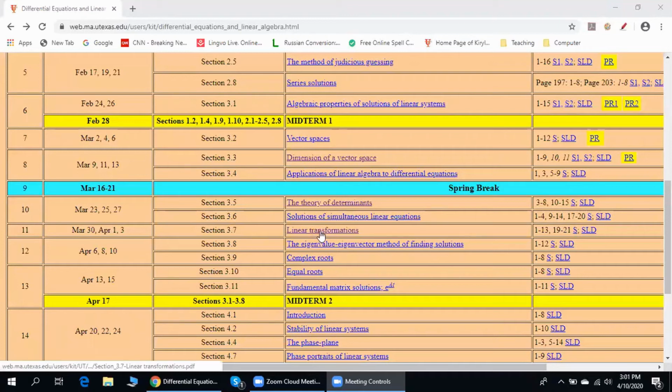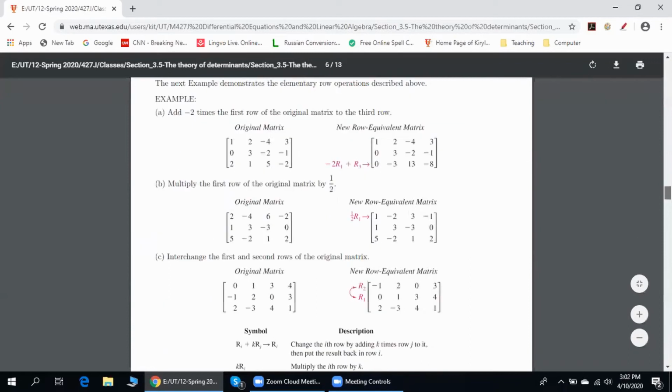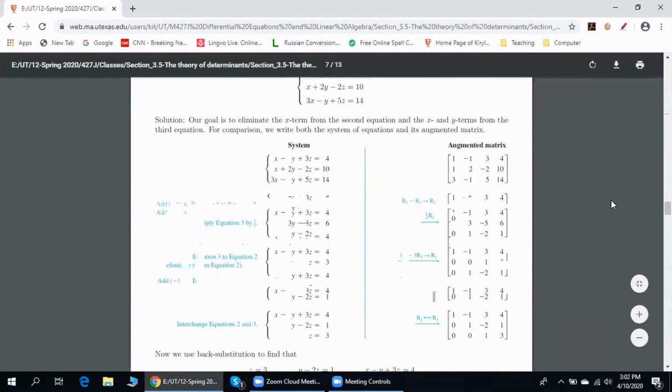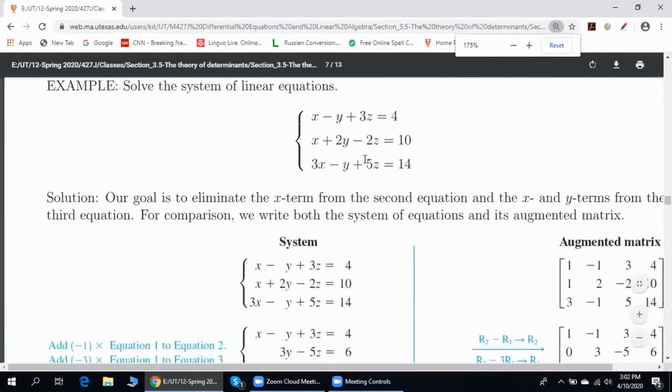Today we'll discuss section 3.7. Before we jump into this section, let me go back to section 3.5. In section 3.5, we discussed in particular how to solve systems of linear equations. So, suppose we have a system of linear equations.